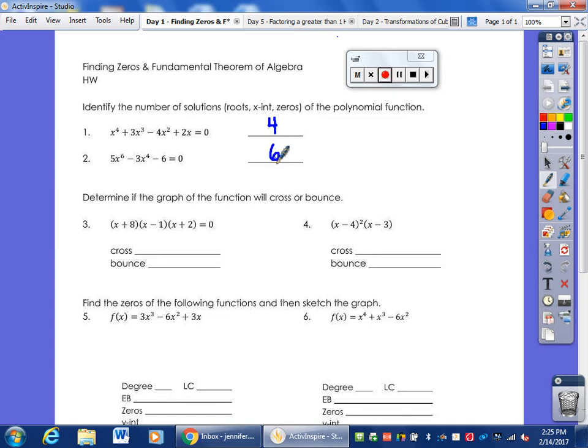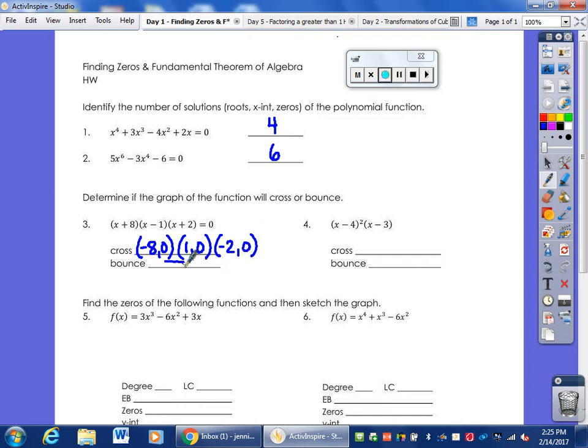Determine if the graph of the function will cross or bounce. So in this particular function, since all of those are first degree solutions, those are all going to be crossing. So it's at negative 8, 0, at 1, 0, and at negative 2, 0. There will be no bounces on that one.